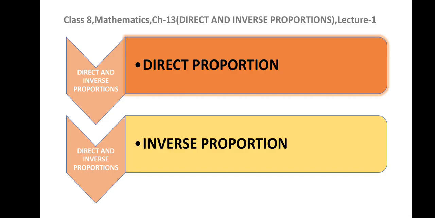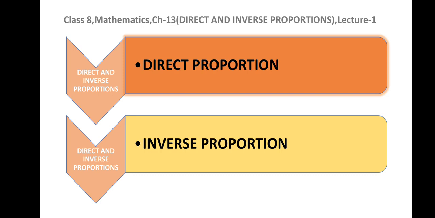Basically, this chapter deals with two main topics. First is direct proportion and second is inverse proportion. In this chapter, we shall learn what we mean by direct proportion and what is the meaning of inverse proportion, and we shall learn about variation, its types and uses of variations in day-to-day life situations.